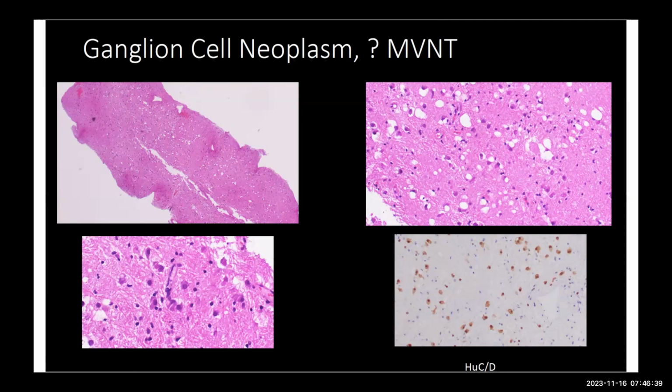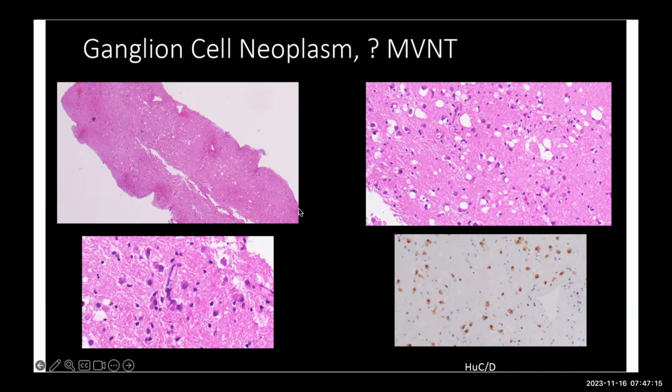And typically in ganglion cell tumors, gangliogliomas, you do see Rosenthal fibers and eosinophilic granular bodies. In this case, we did not see them. So I called it a ganglion cell neoplasm, corresponding to a WHO grade 1 lesion. I wasn't sure if this really was an oddly placed example of multinodular vacuolating neuronal tumor, which is a newly defined entity in the 2021 classification.